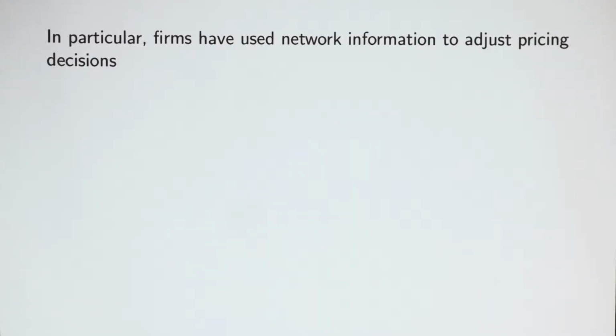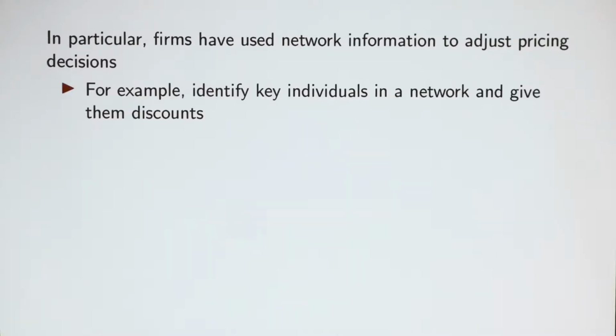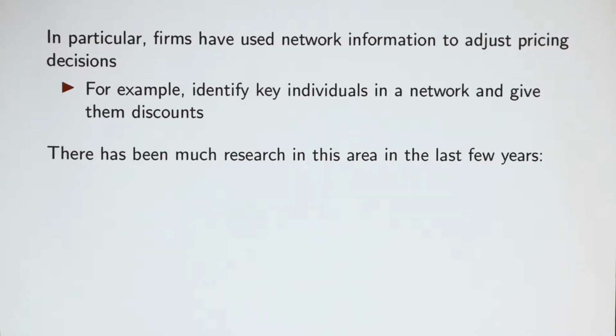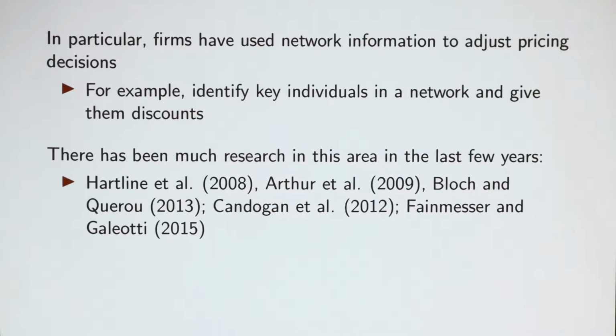In particular, there's one form of marketing strategy that uses the network information to adjust pricing decisions. For example, firms might want to identify the key individuals in the network and give them higher discounts as compared to other customers. In recent years, there has been significant research in this area. We only list a few of them here. Most of this research has been focusing on the computation of the optimal pricing strategies.